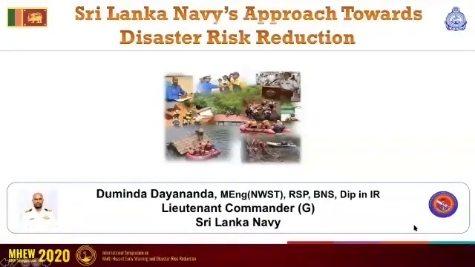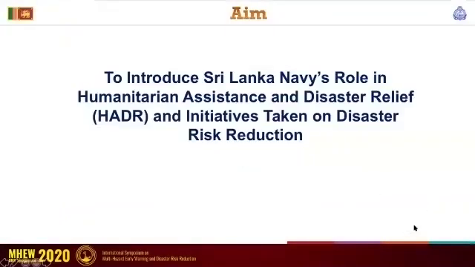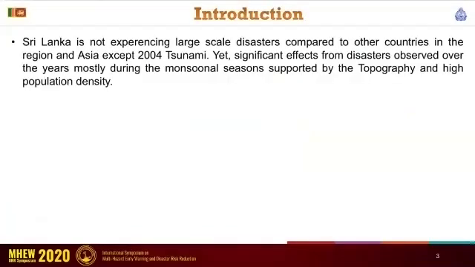Sri Lanka Navy's approach towards disaster risk reduction, by Lieutenant Commander Dumindu Dayananda from Sri Lanka Navy. The aim of my presentation today is to introduce Sri Lanka Navy's role in humanitarian assistance and disaster relief and initiatives taken on disaster risk reduction. Sri Lanka is not experiencing large-scale disasters compared to other countries in the region and Asia, except the one-time event, the tsunami in 2004. Yet significant effects from disasters have been observed over the years, mostly during the monsoonal seasons, supported by the topography and high population density of the country.